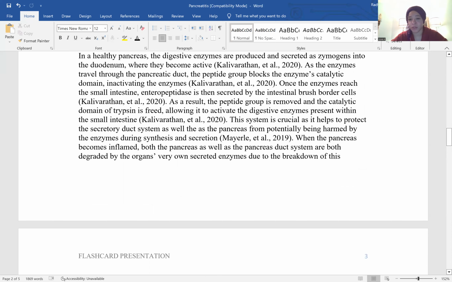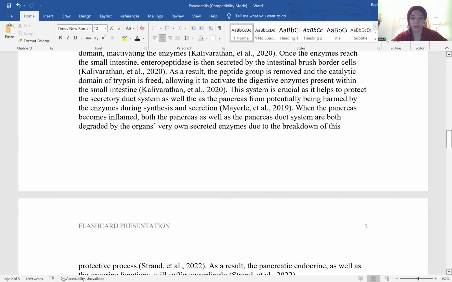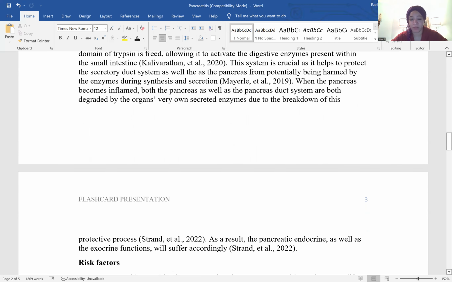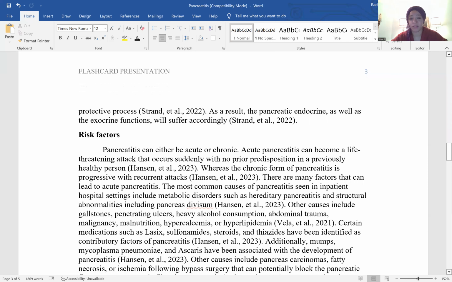The system is crucial as it helps protect the secretory duct system, as well as the pancreas, from potentially being harmed by the enzymes during the synthesis and secretions. When the pancreas becomes inflamed, both the pancreas as well as the pancreatic duct system are degraded by the organ's very own secreted enzymes due to the breakdown of this protective process. As a result, the pancreatic endocrine as well as the exocrine functions will suffer accordingly.